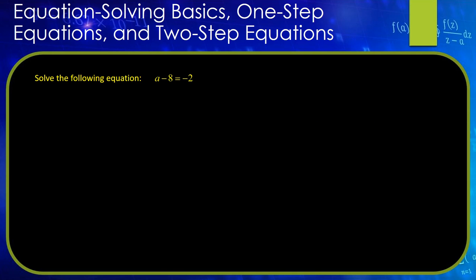a minus 8 equals negative 2. So now the variable is a, and it is on the left-hand side. I want to get it alone, so I'm going to add 8 to both sides. And when I add 8 to the left, of course, a is left alone. Negative 2 plus 8 does equal 6.